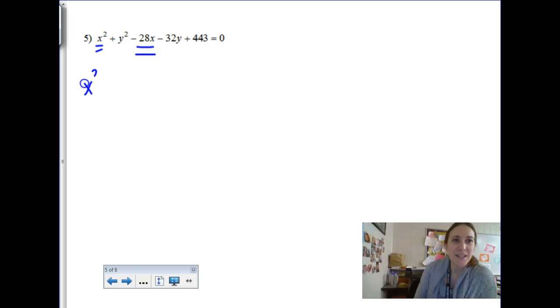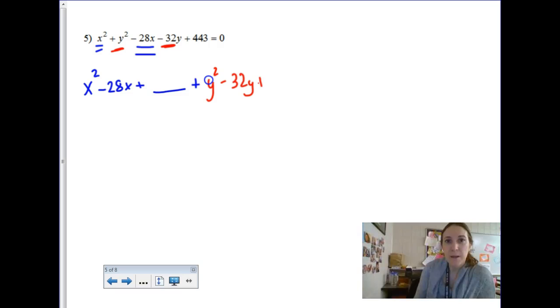Alright, so let's complete the square here on the x's. X squared minus 28x plus something. We'll come back to that. And then for the y's, I should put a plus sign in between these terms so I don't forget it between the other terms. Y squared minus 32y plus something.